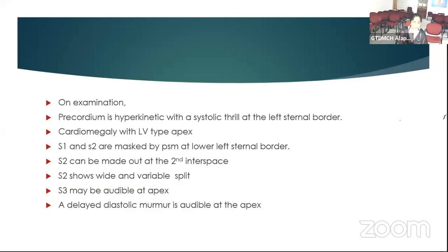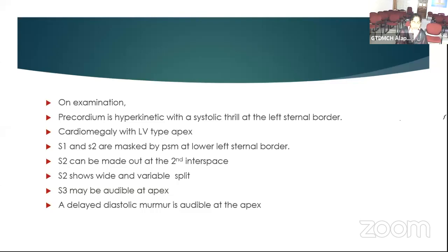S2 can be made out at the second interspace. S2 shows wide and variable split. That is in large VSDs. And in a large VSD, S3 may also be audible at the apex. Again, in moderate and large VSDs, a delayed diastolic murmur is audible at the apex. All these are features of moderate to large VSD.